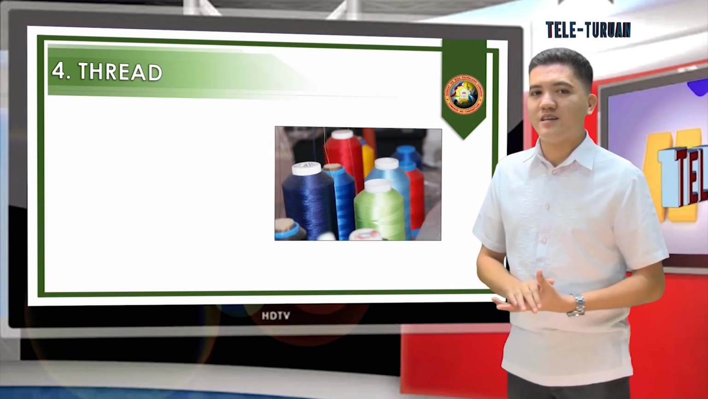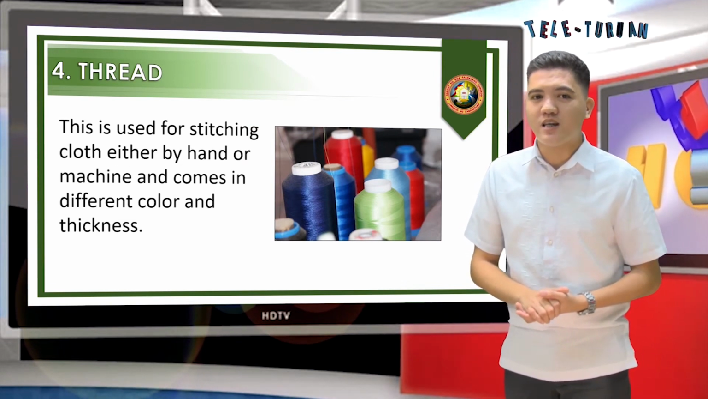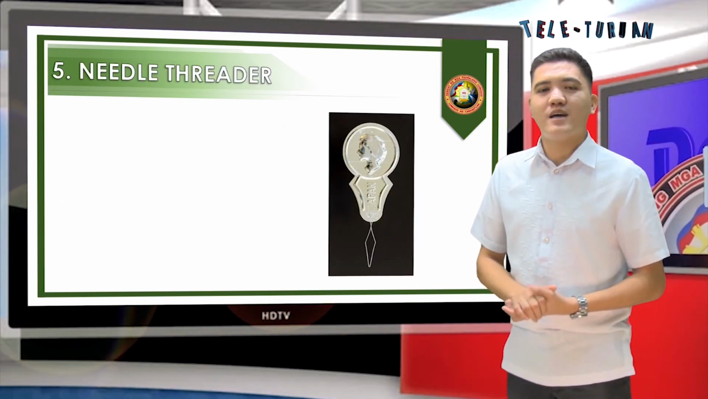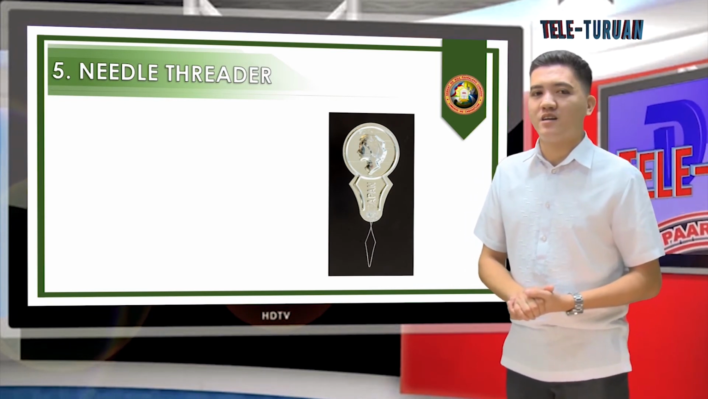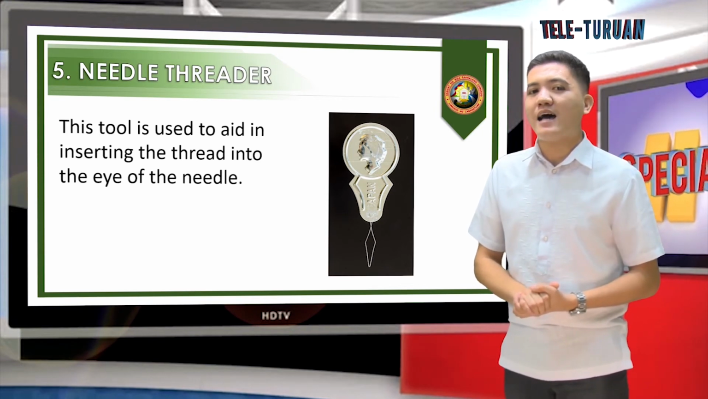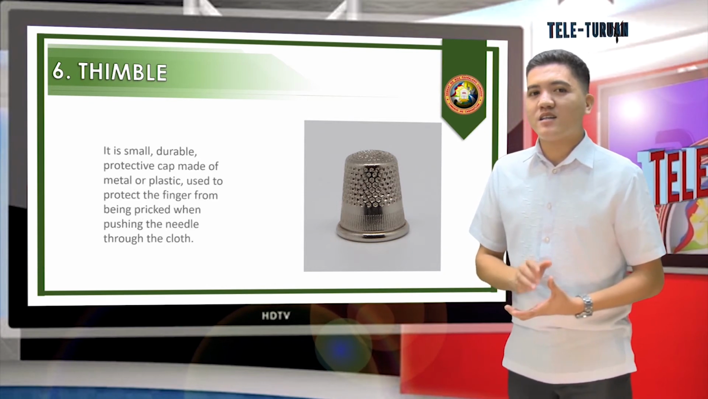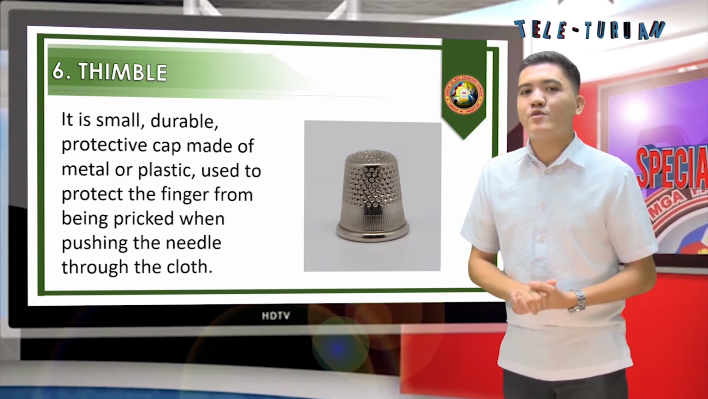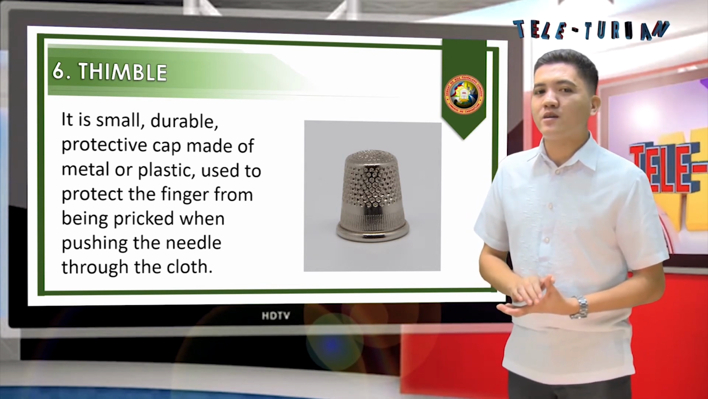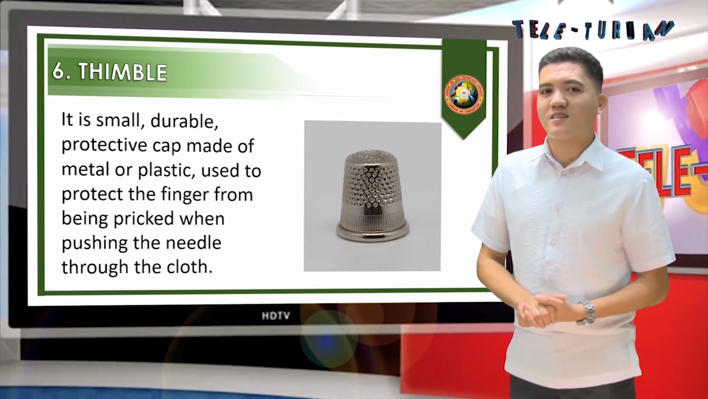Number 4 is the thread. This is used for stitching cloth either by hand or machine and comes in different colors and thickness. Number 5 is a needle threader. This tool is used to aid in inserting the thread into the eye of the needle. Lastly, the thimble. It is a small, durable, protective cap made of metal or plastic, used to protect the finger from being pricked when pushing the needle through the cloth.